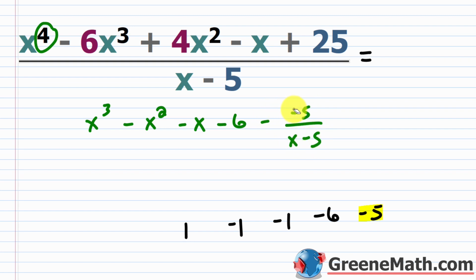Or you could change this to minus and make this positive. Whatever you want to do, it's the same answer either way, just different ways to write it. So you have x cubed minus x squared minus x minus 6 minus 5 over x minus 5.